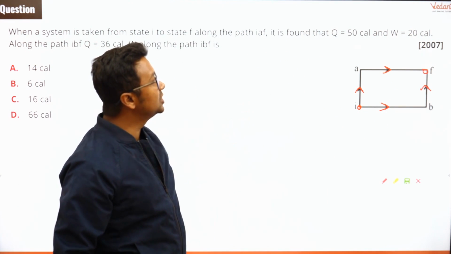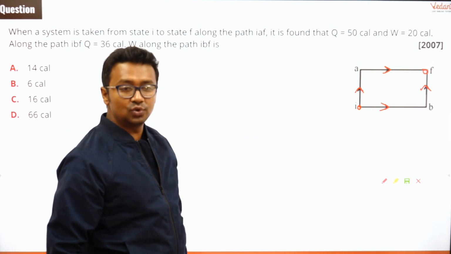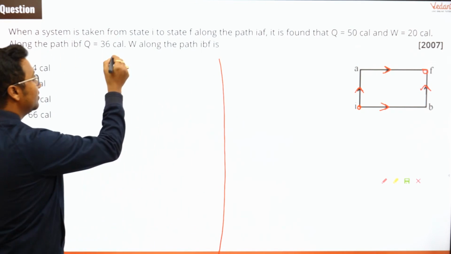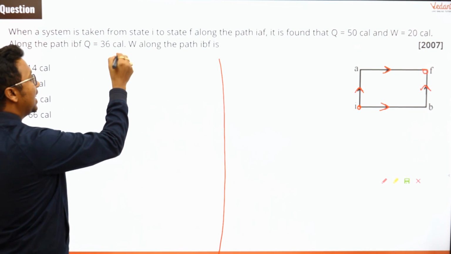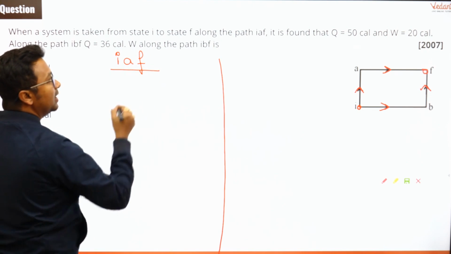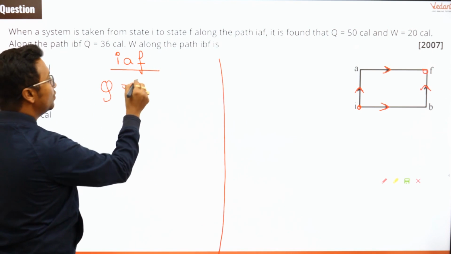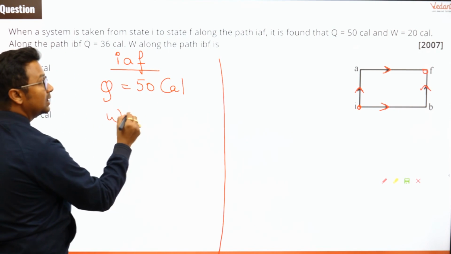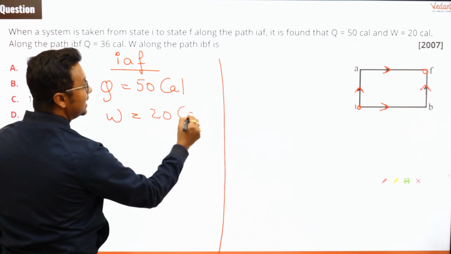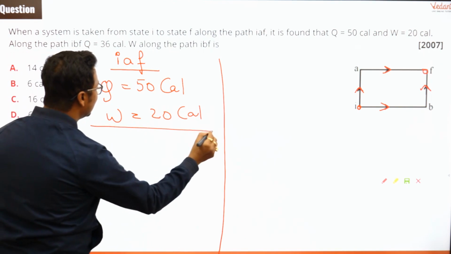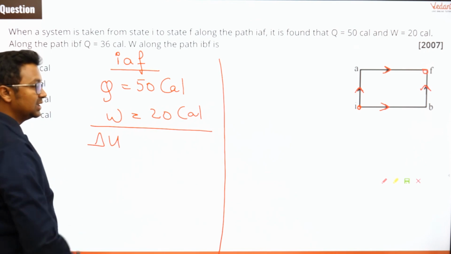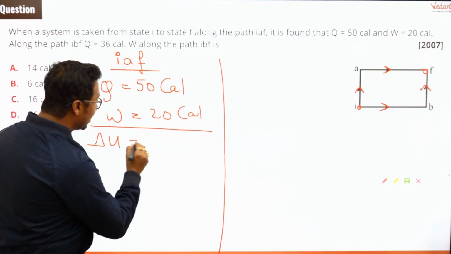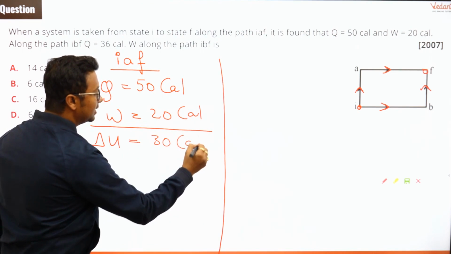It is found that Q is equal to 50 calories and work done is equal to 20 calories. So let me plot this entire thing in the path IAF. During IAF, Q is equal to 50 calorie and work done is equal to 20 calorie. Students, from this, can I calculate what will be the change in the internal energy in the process? Definitely, as per the first law of thermodynamics, we can easily find it out. It will be equal to 30 calorie.